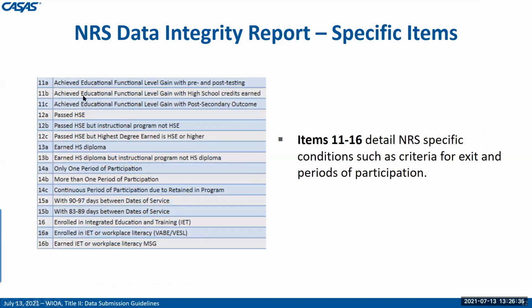Now, items 11 through 16 detail special NRS specific conditions, like specific criteria for exiting and for periods of participation, but they do not precisely disqualify students from getting onto the data integrity report. These are just giving, like I said before, an inventory of your data according to the participants.